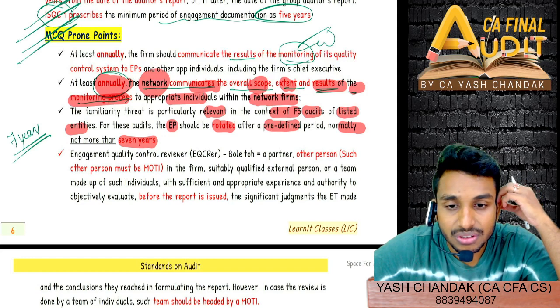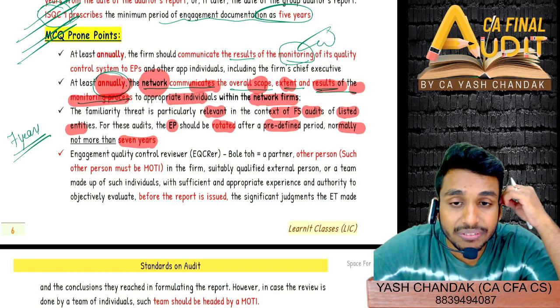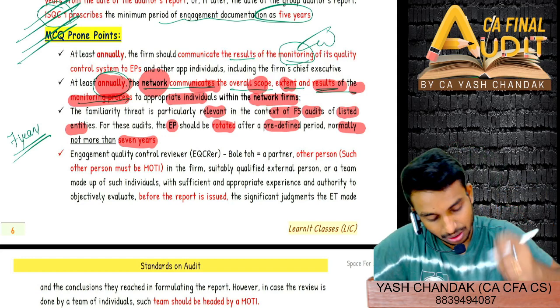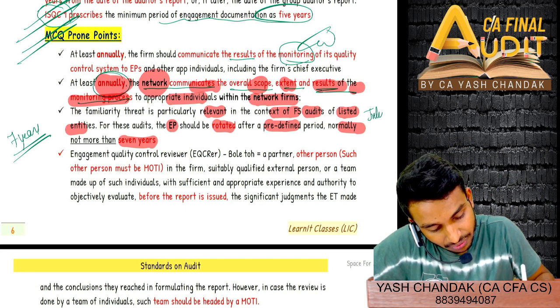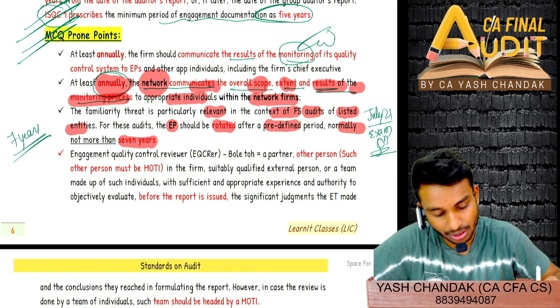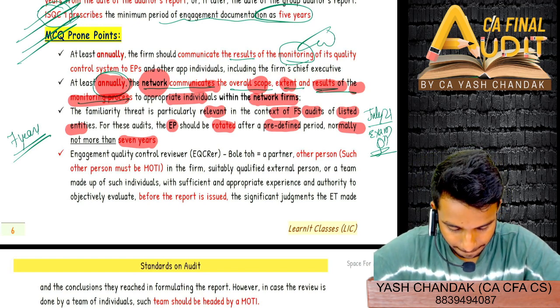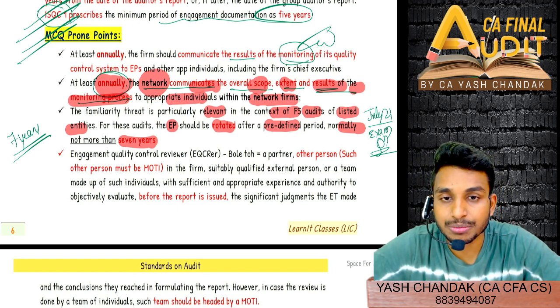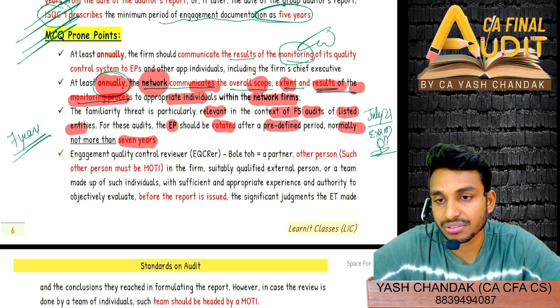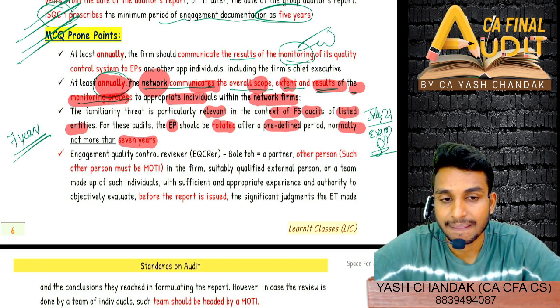Are we clear with this concept? This was asked in the July 2021 exam. This is the exam question, July 2021. Rotation of engagement partner to be done in a 7 year period. Yes, are we clear?